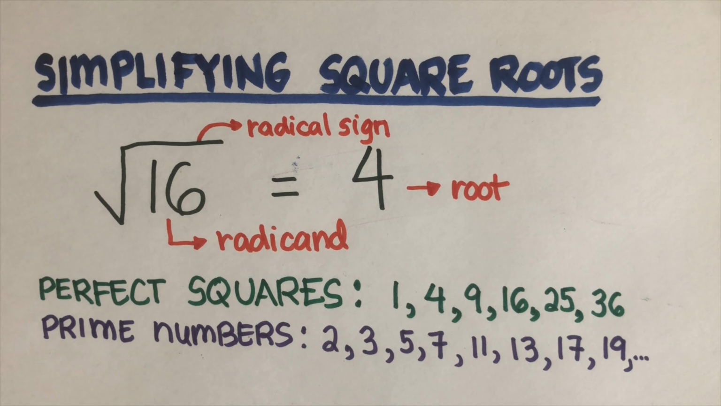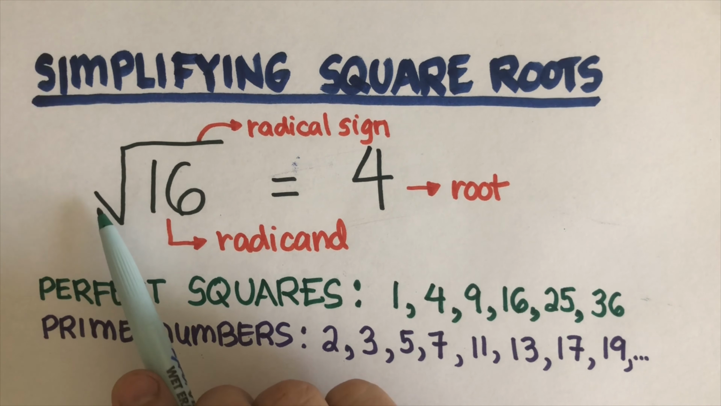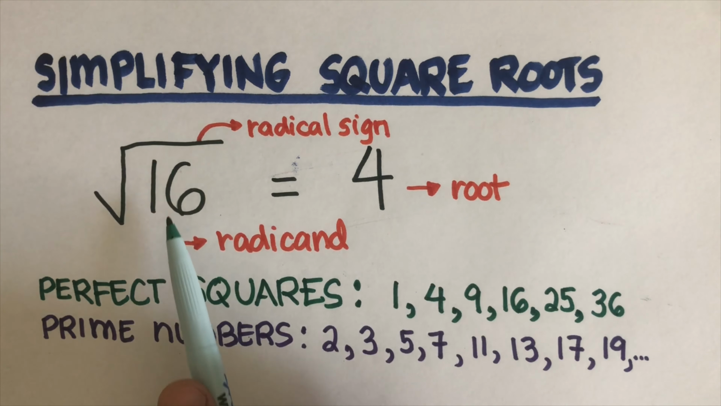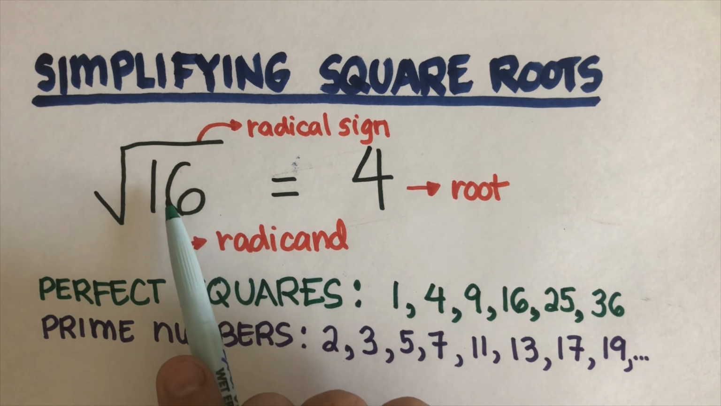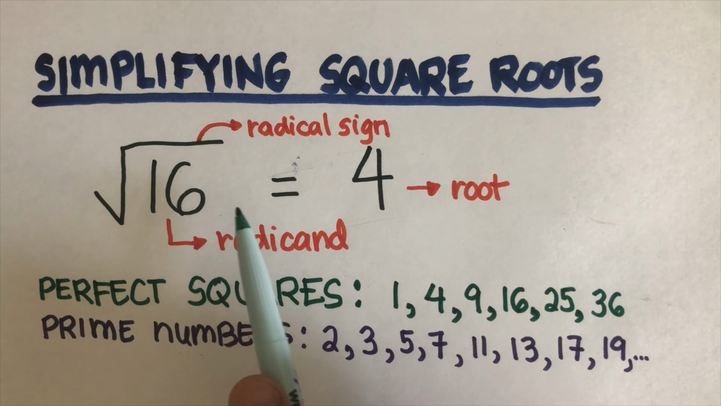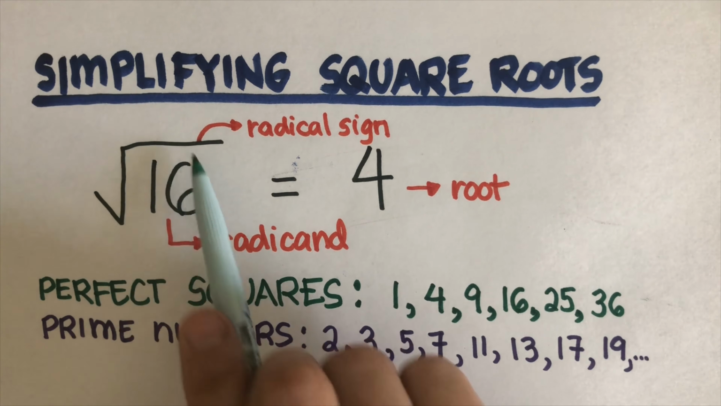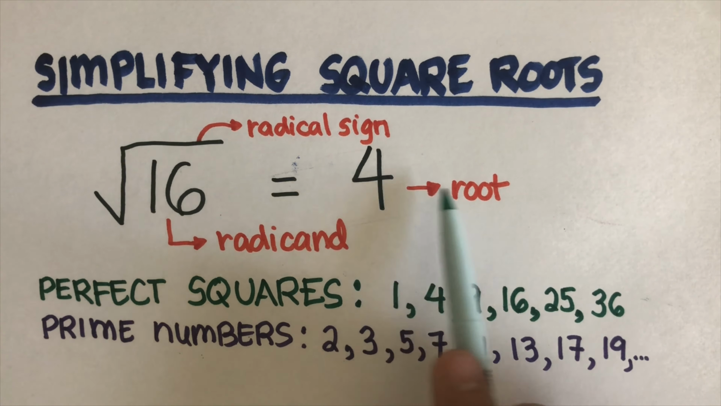Today we are going to simplify square roots. These are the parts of the square root. The first is the radical sign. It's right here. Inside the radical sign, there's a number. It's called the radicand. And whatever you get when you take the square root of it is called the root. The square root of 16 equals 4. The 4 is the root.